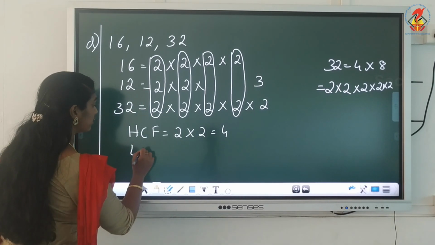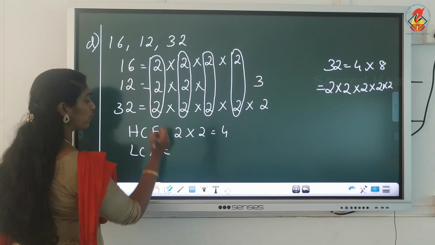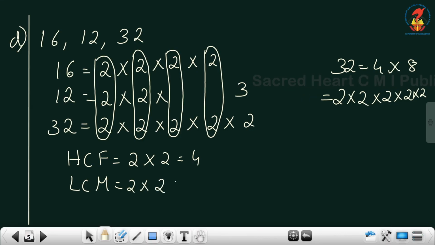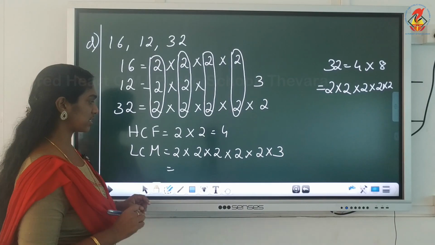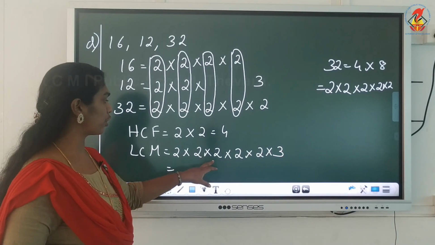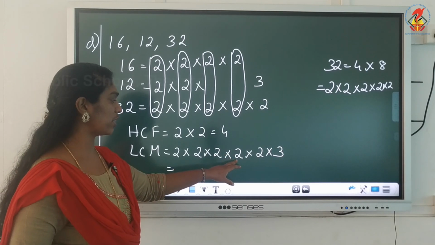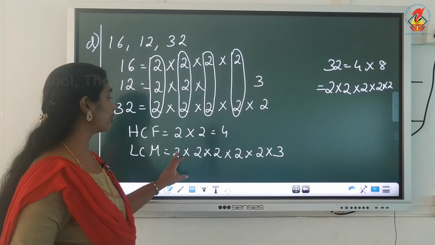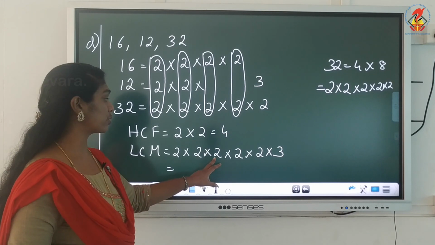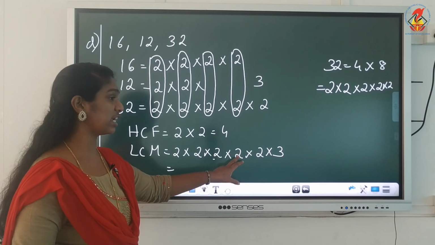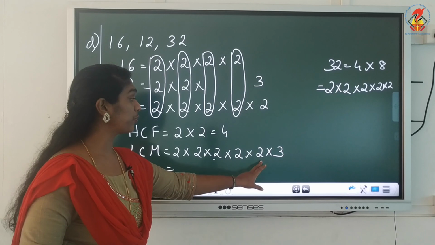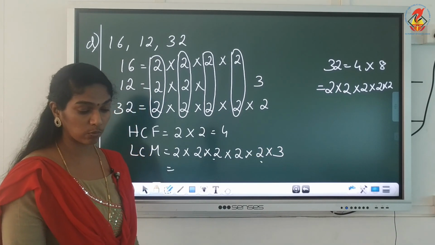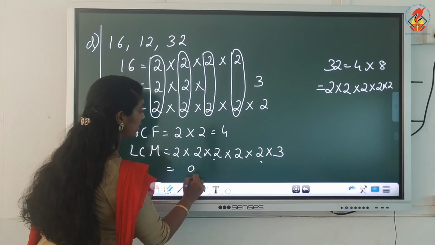Now for LCM, you can take from all the groups. Take 1 from here, 1 from here, 1 from here, 1 from here, and what is left over? 2 into 3. So what do I get? Sorry, 2 into 2 is 4, 4 into 2 is 8, 8 into 2 is 16, 16 into 2 is 32, 32 into 3. What do you get? You get 96.